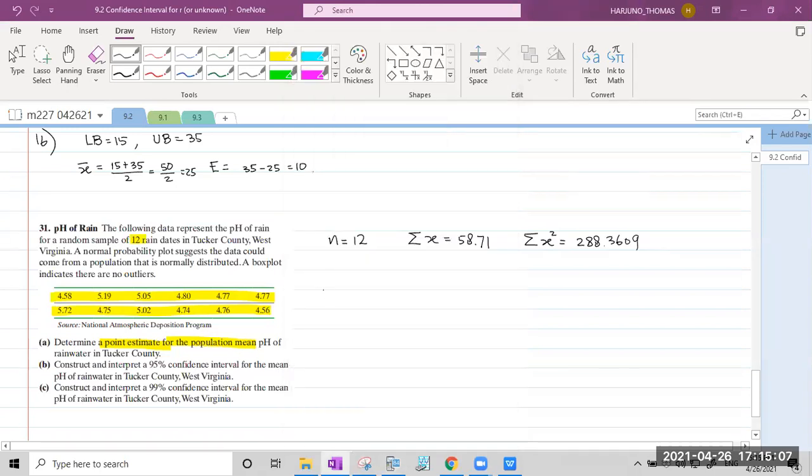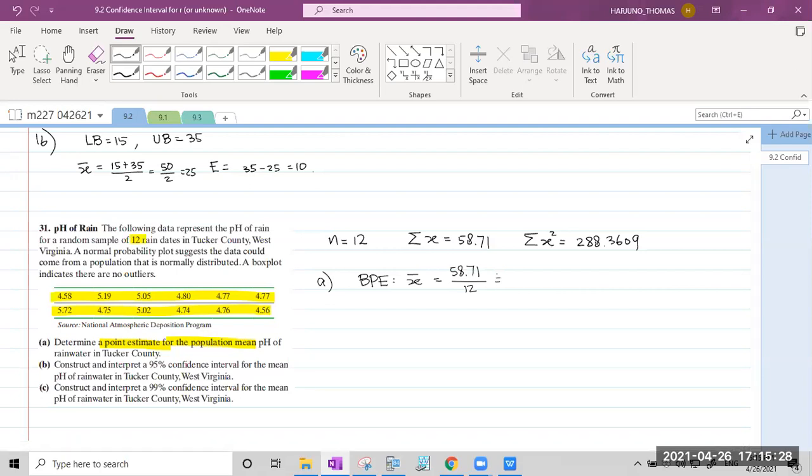Now from here, we can find part A, the best point estimate, which is the sample mean. It's 58.71 over 12. That is 4.8925. But on the side, we still need to compute the sample standard deviation though.